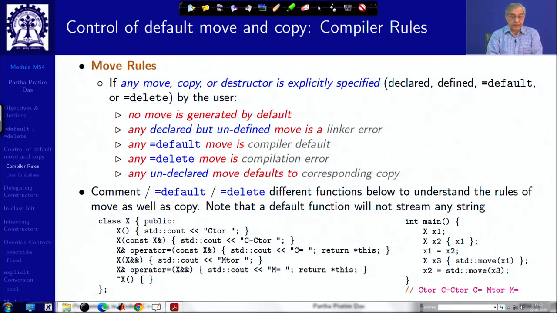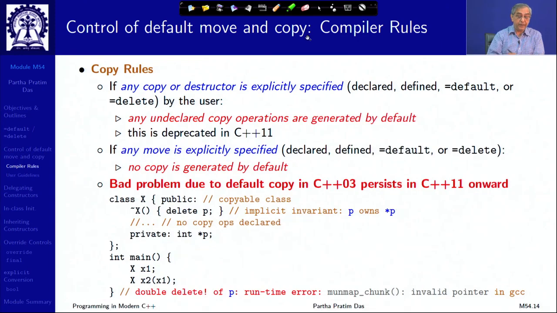If a move is declared but undefined, it is a linker error. If it is defaulted, then the move is a compiler default. If it is deleted, then it's a compilation error. If it's undeclared, then it defaults to the corresponding copy operation. If you have not said anything about the move, it will take the corresponding copy operation. Here is an example which you can study for yourself.